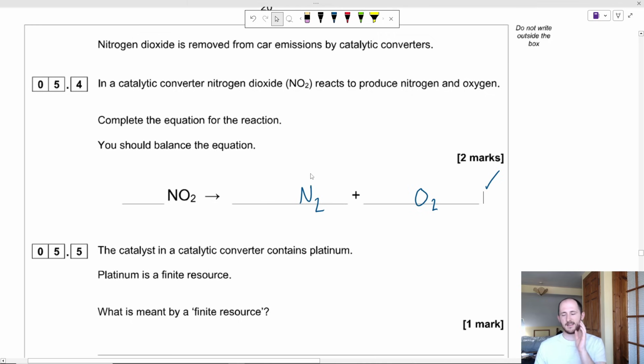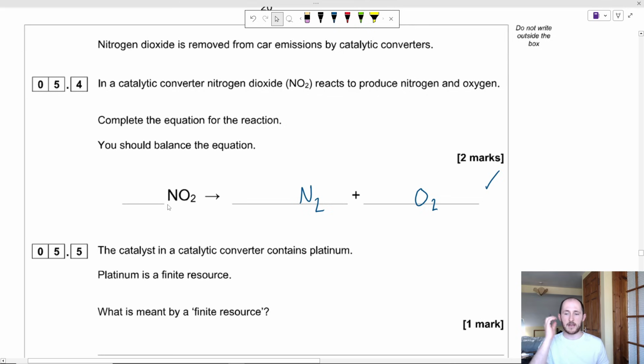So again, there's not really much of a way to remember this, but hopefully with practice, nitrogen and oxygen, they always exist as pairs. They're diatomic molecules, which means they always exist as pairs. It's very rare to get oxygen by itself. It doesn't like to be by itself. It likes to pair up or triple up in terms of ozone. Same with nitrogen. So now we need to actually balance it.